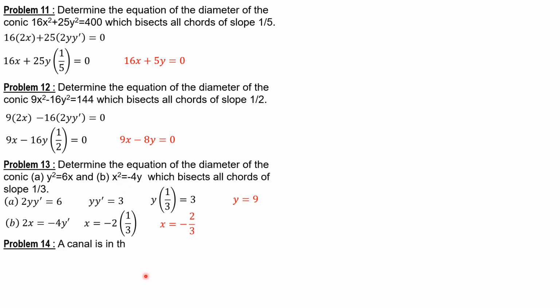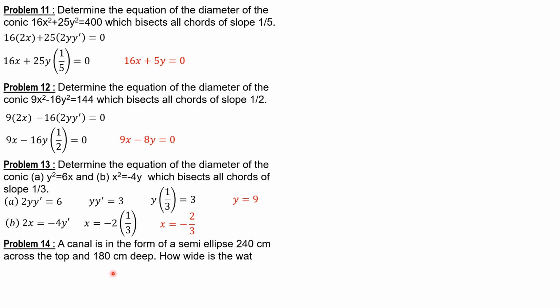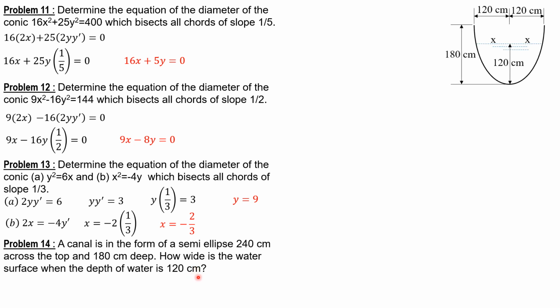Problem 14. A canal is in the form of a semi-ellipse 240 centimeters across the top and 180 centimeters deep. How wide is the water surface when the depth of water is 120 cm? So we imagine that this semi-ellipse has center at the origin. Now, the width of the water surface, let's call that LW, is equal to 2x as shown in the figure.